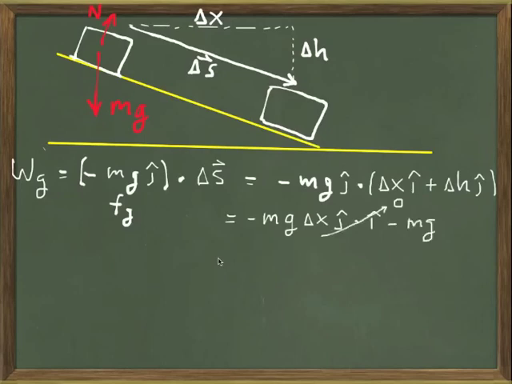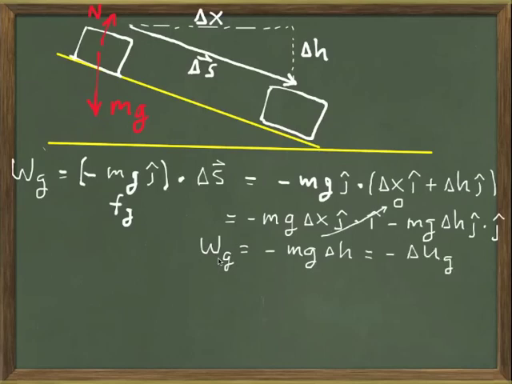So my final result is what I just said. You get 0 for the first term. The second one is minus mg times delta h. J hat dot product j hat is 1. So one more time, notice that the work done by gravity is minus mg delta h, which is the same as to say that the work done by gravity is the negative of the change in potential energy, which is exactly what I got before.